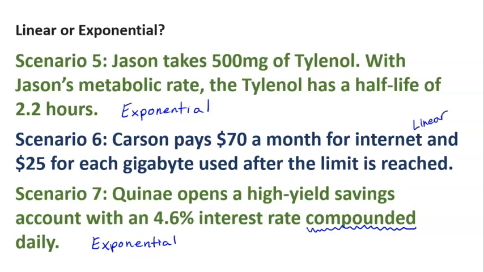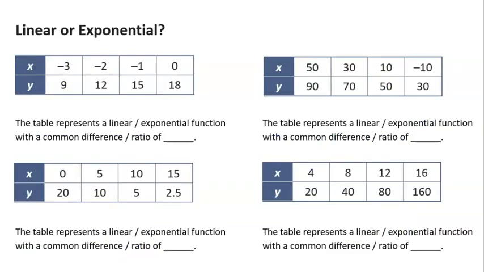Okay, so now that you've seen a gist of what some of these scenarios can look like, we've seen some keywords that give us a hint as to whether it's going to be linear or exponential. Let's go ahead and look at some tables. You can go ahead and pause here if you need to, and take a look at some of these, and I want you to decide whether these are linear or exponential and see if you can find that common difference or ratio.